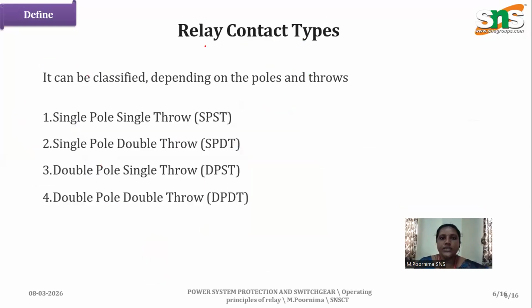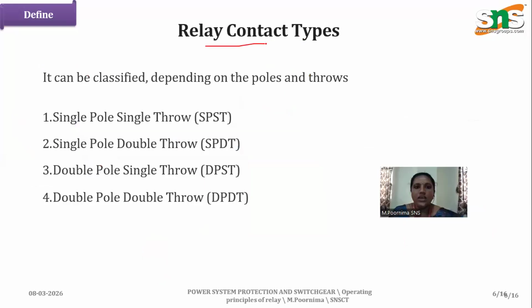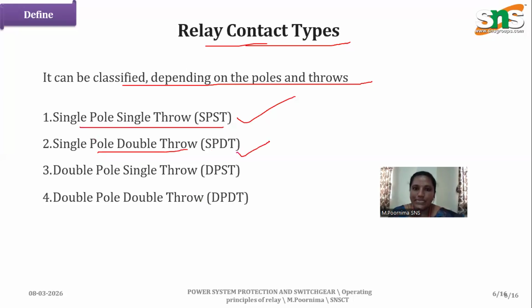Here, coming to the types of relay, we have types of relay contacts. They are basically classified depending on the number of poles and throws: how many poles we have and how many throws we have. We have single pole, single throw, SPST; single pole, double throw, SPDT; double pole, single throw, DPST; and the last one is double pole, double throw, DPDT.